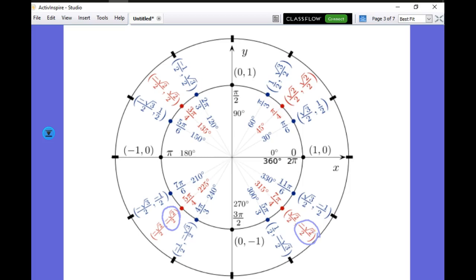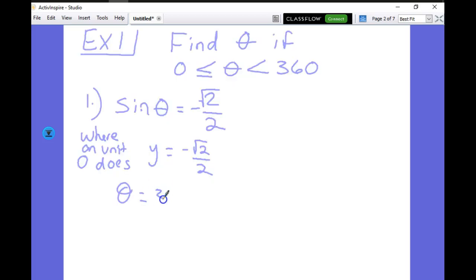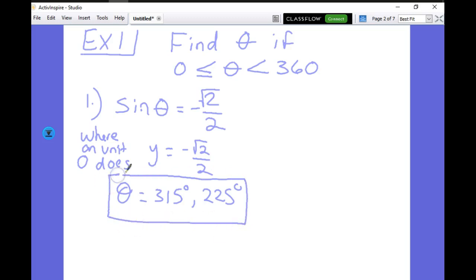So let's go ahead and go back and we'll write our answers. So it's not really a matter of figuring out the answer by calculating it. It's really just a matter of remembering your unit circle once again, where those pieces are at. Okay, so if sine is equal to negative radical 2 over 2, that means y is negative radical 2 over 2, and the angle that gives me those y values is theta equals 315 and 225. Okay, let's do another one.